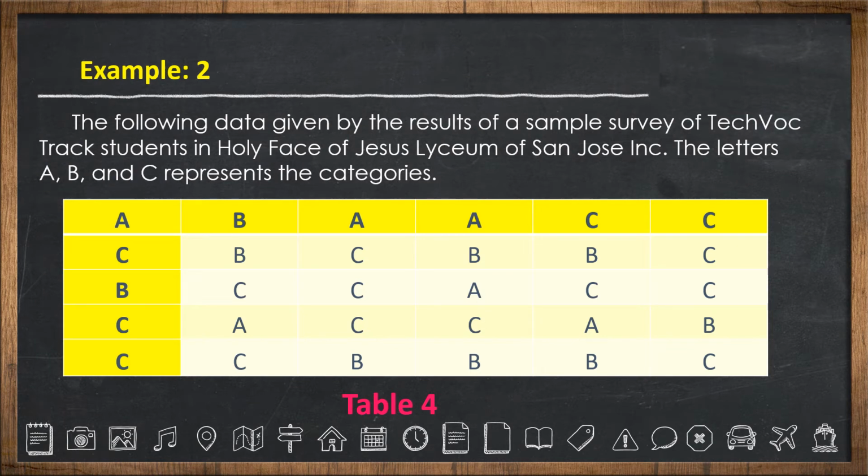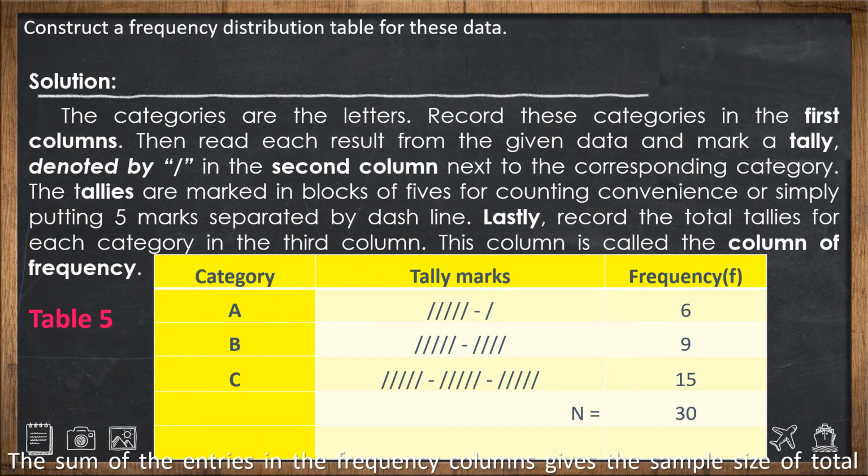Okay, so example number 2. The following data is given by the result of a sample survey of Techbook track students in Holy Face of Jesus, Lyceum of San Jose Incorporated. The letters A, B, C represent the categories. So solution. How many A's, how many B's, and how many C's? Total number is 30. So 6 A's, 9 B's, and 15 C's. If we are going to tally the given letters presented in table 4 a while ago.